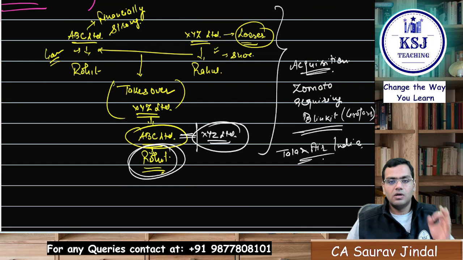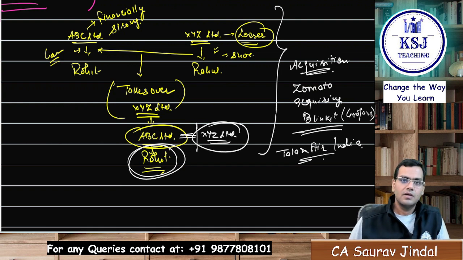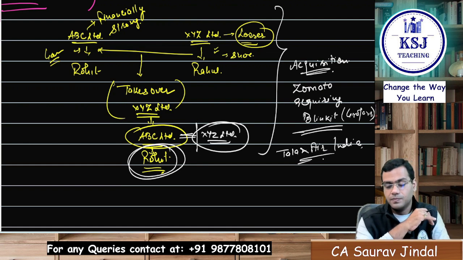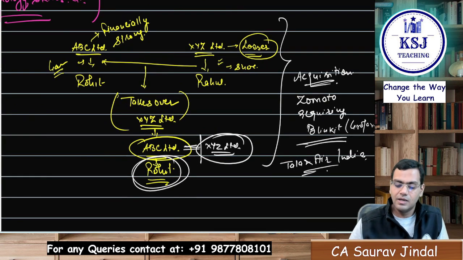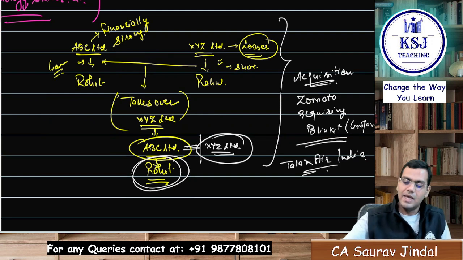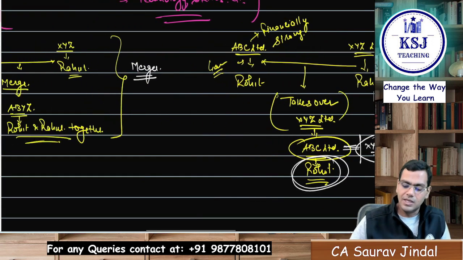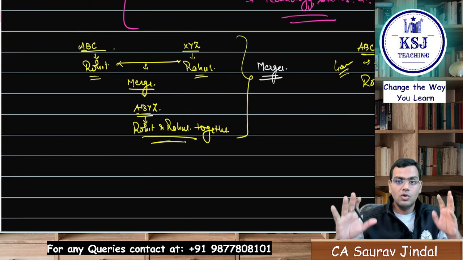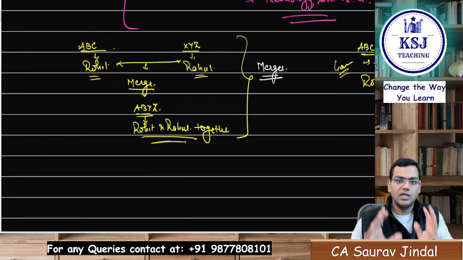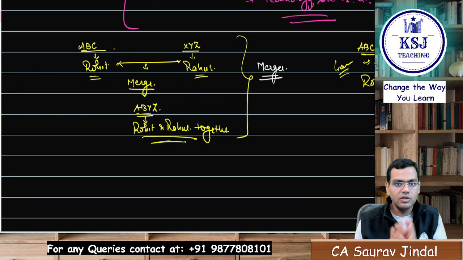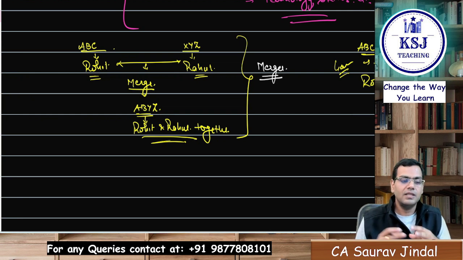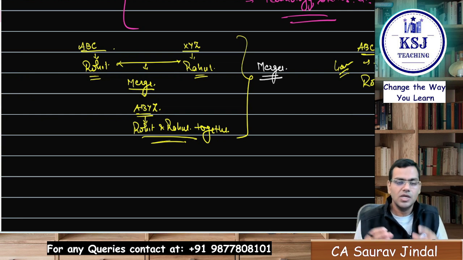If Zomato has acquired Blinkit, now it is a company owned by Deepinder Goyal. Both Zomato and Blinkit are owned by Deepinder now. Here ABC Limited is owned by Rohit, and XYZ Limited is also owned by Rohit. In case of merger, both Rohit and Rahul will have shares in the company. They both will be on the board. They will both have the managing powers, decision powers.